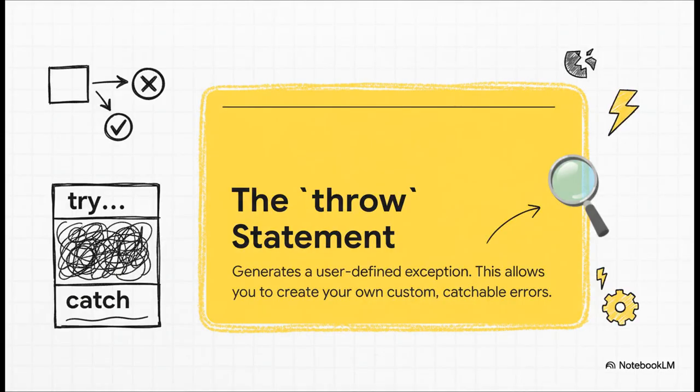But what if the code isn't technically broken, but something is logically wrong for our specific application? Like, say, a user submits a form with incomplete data. Well, we can actually create our own errors using the throw statement. This lets us intentionally trigger our own catch blocks to handle these kinds of application-level problems.